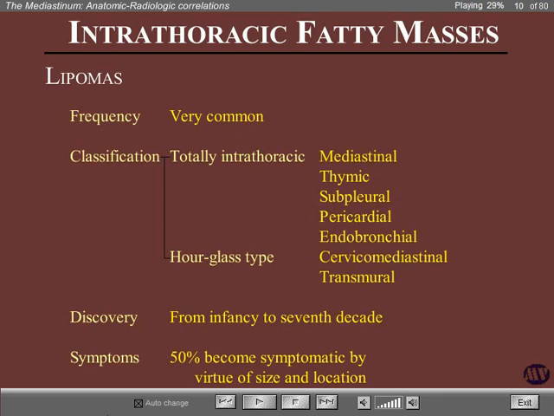In other words, there is a mass that projects at the base of the neck, or it can be transmural, which means that there is a mass that is seen also lateral to the rib cage. The age of discovery is from infancy to 7th decade. They become symptomatic in about 50% by virtue of size and location.